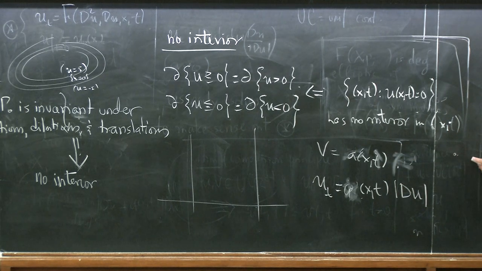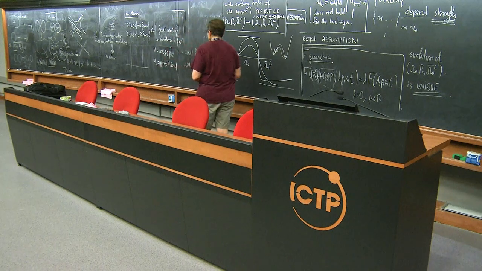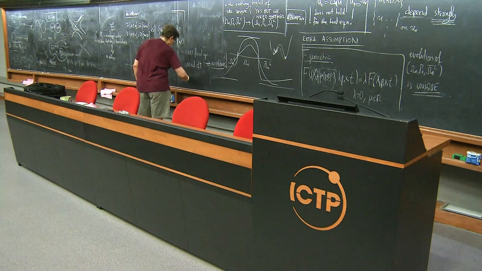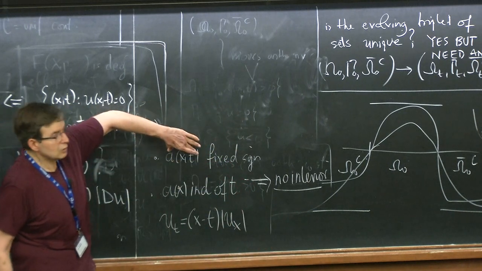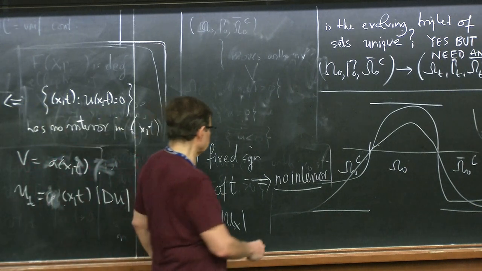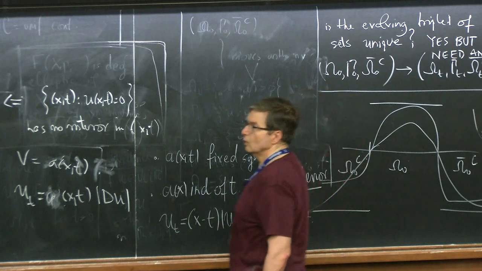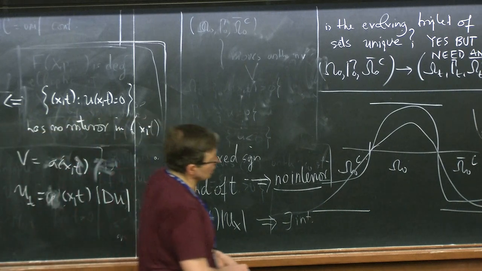And so there are two results. A of x, t with fixed sign, or A of x, or no assumption. So if A of x is independent of time, then there is no interior. So that's for the first order motion. But there's a counterexample. If you look at this motion in this equation, x minus t times u_x, now notice there is a coefficient here that changes sign, then there is interior. Okay, so I will start with these things in the afternoon lecture.